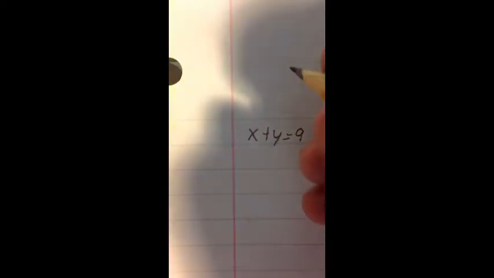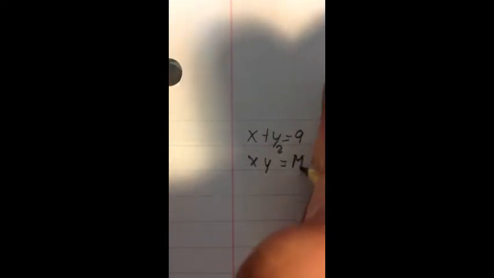So we could put x plus y equals 9, whose sum is 9. And then it gives us another equation which says the product of one number and the square of the other number is a max. So we know that x y squared equals max.